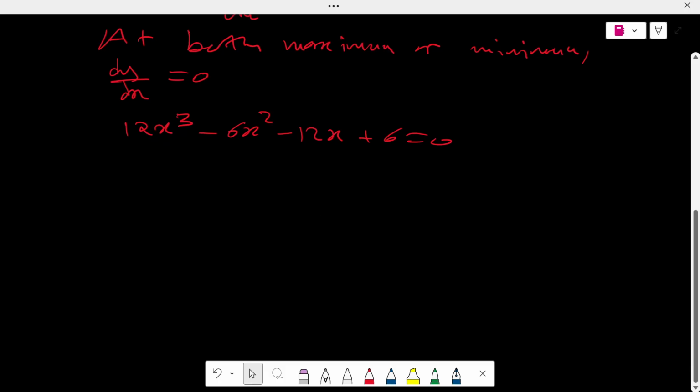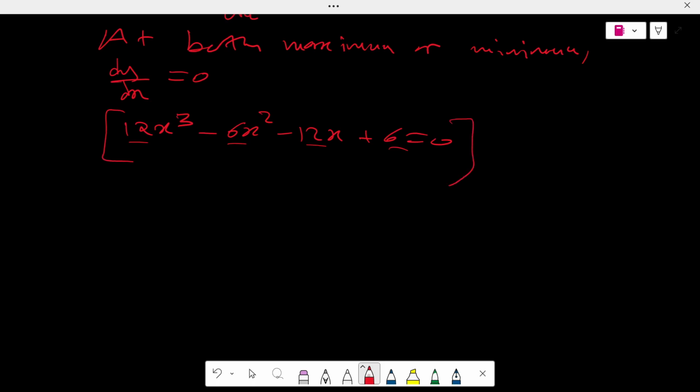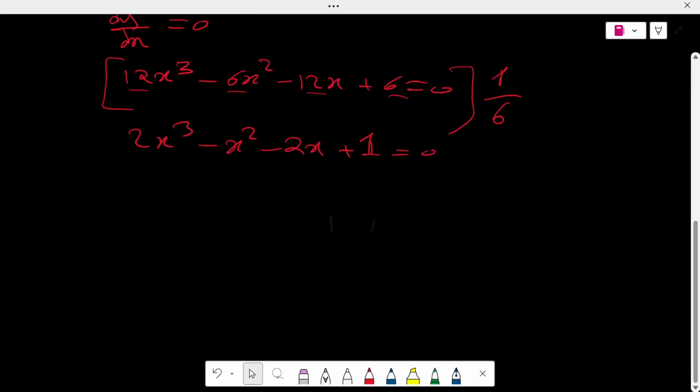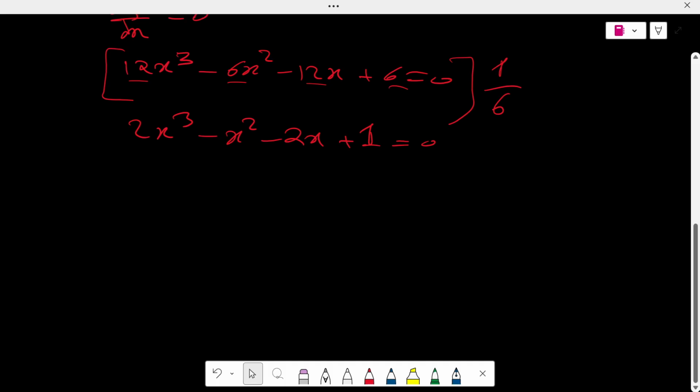Now we're supposed to solve this, but see, these coefficients 12, 6, 12, 6 can all be divided by 6 so that we reduce the function. Here we're going to have 2x cubed minus x squared minus 2x plus 1, which is equal to 0. Right, so now we're supposed to solve this, basically solve for x.